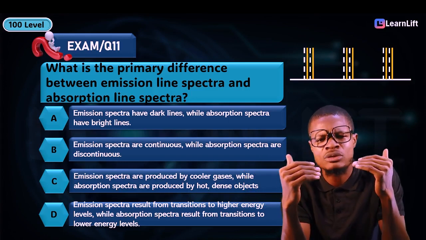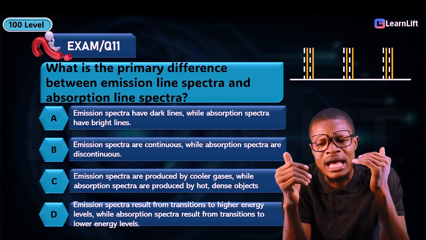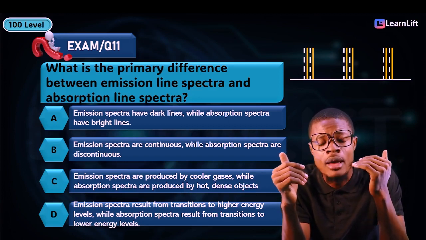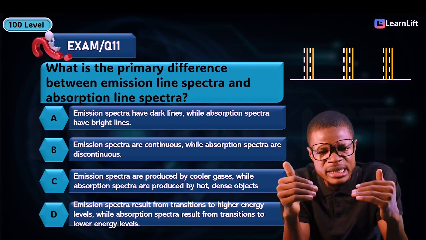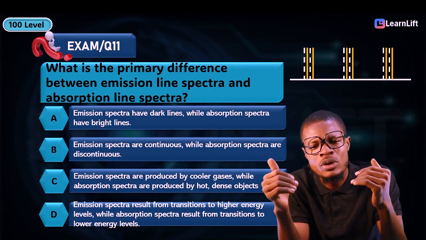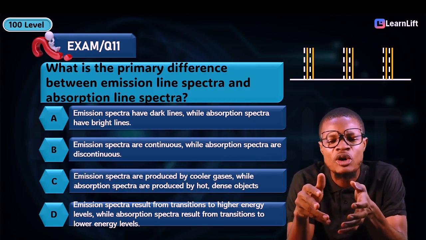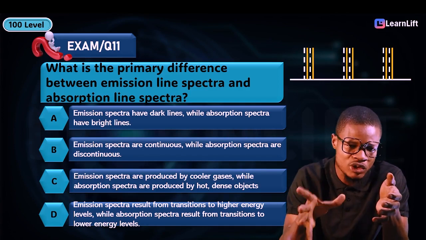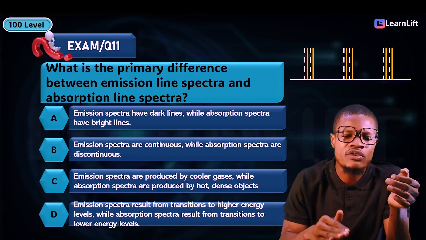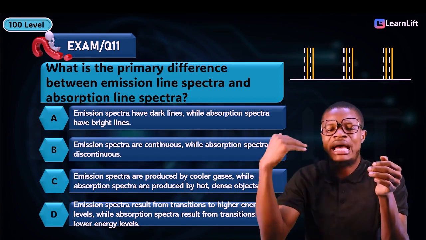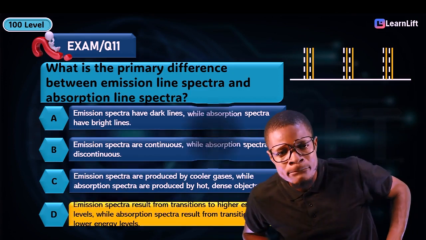That makes option A never the answer. B says emission spectra are continuous, while absorption spectra are discontinuous. That's also wrong, because both of them are examples of discontinuous spectrum. C says emission spectra are produced by cooler gases, so that cannot be the answer. D says emission spectra result from transition from a higher energy level to a lower energy level, while absorption results from transition from a lower energy level towards a higher energy level. That is option D, the correct answer. Are you seeing it? You got it right?